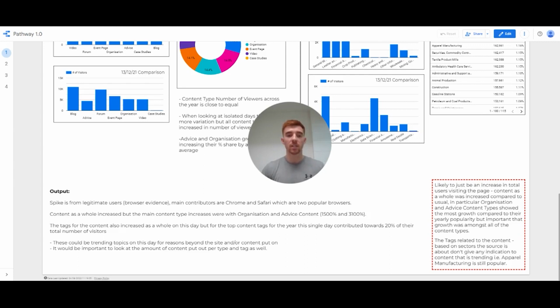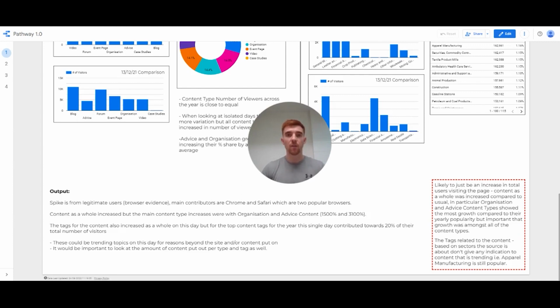Content as a whole increased, but the main content type increases were with organisation and advice content, up by the percentages given as well there. The tags for the content also increased as a whole on this day, but for the top content tags for this year, this single day contributed towards 20% of their total number of visitors.